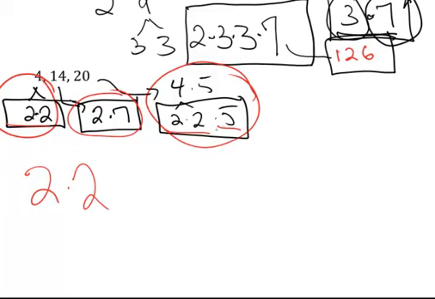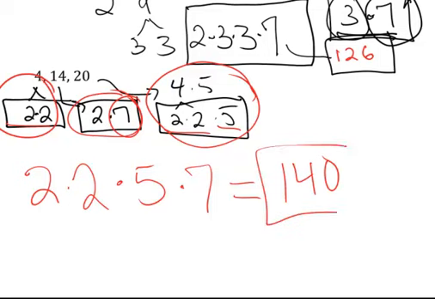I also have the number 5, which I'm going to need. And I also have the number 7, which I'm also going to need. And I'm going to start multiplying. So I'm going to go ahead and take my calculator, and I'm going to take 2 times 2 times 5 times 7, and I'm coming up with 140. And that's my least common multiple.